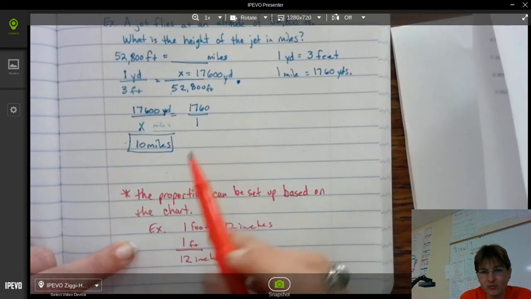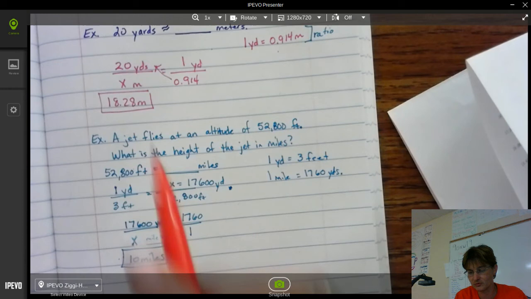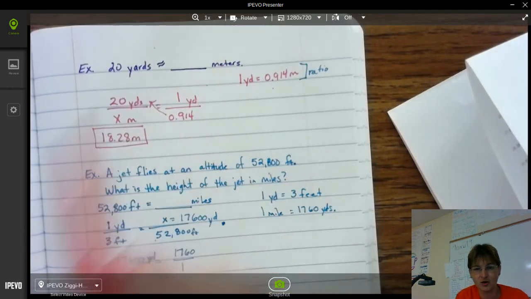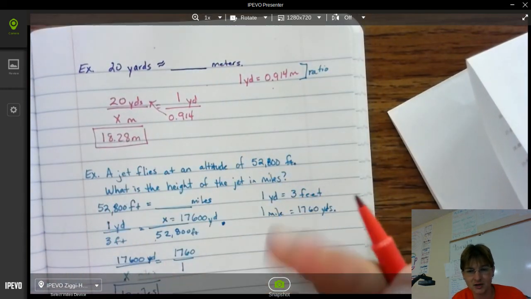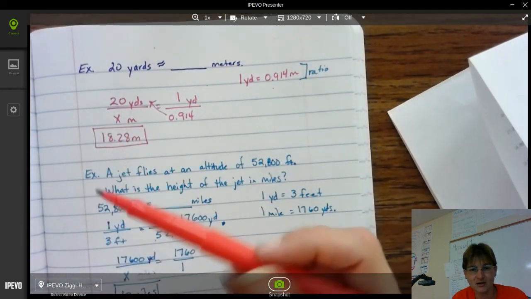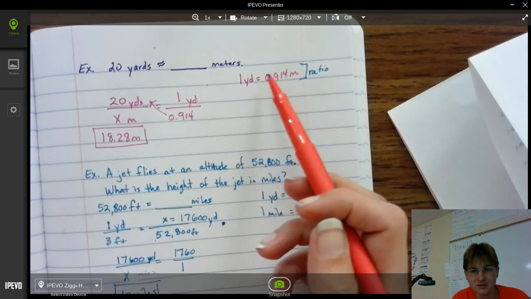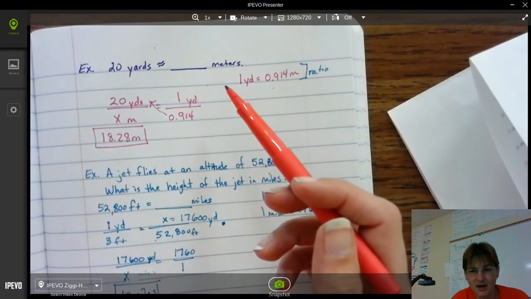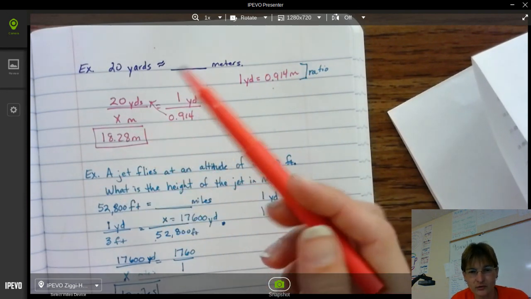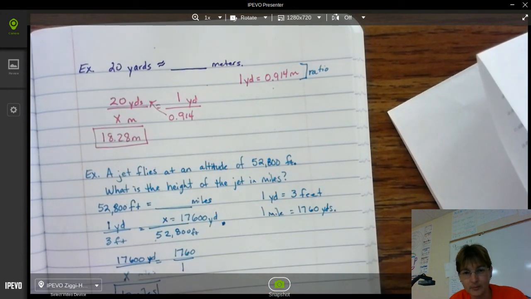So even when we're given the off-the-wall measurements like yards to meters, where you have customary and metric in it, they should give you what the equivalence is so that you can set up a ratio from that in order to solve for whatever is missing, what you're looking for. Okay, be prepared to do this in class tomorrow, and we'll see you tomorrow.